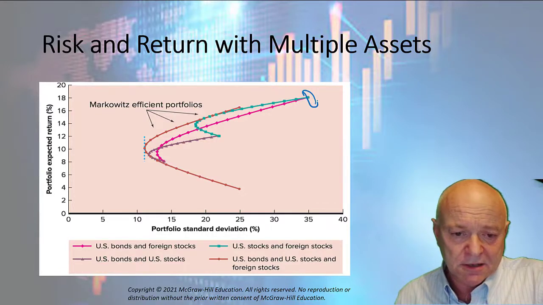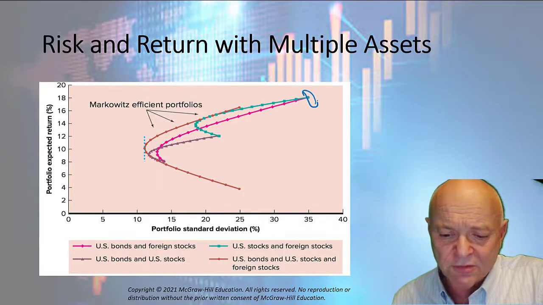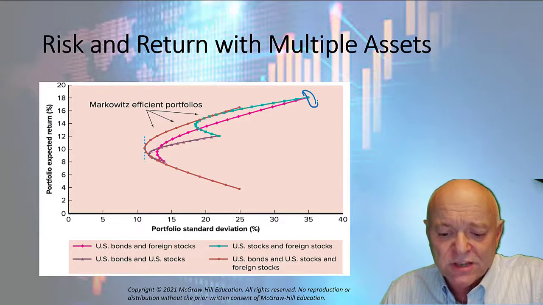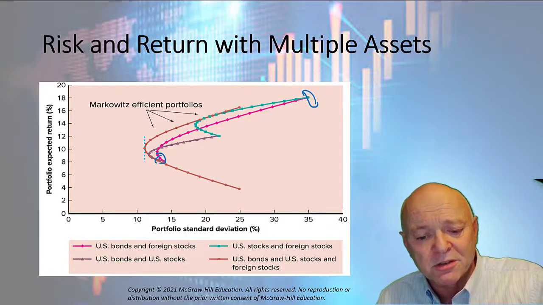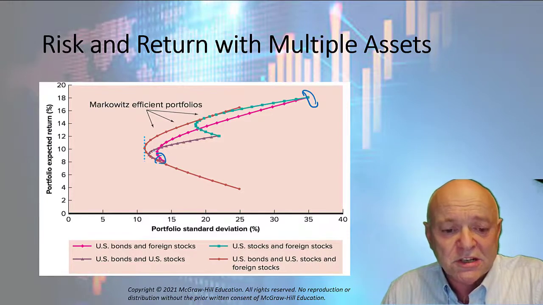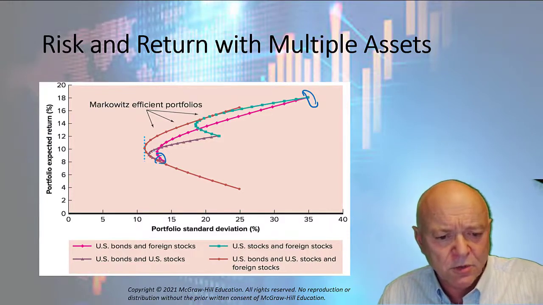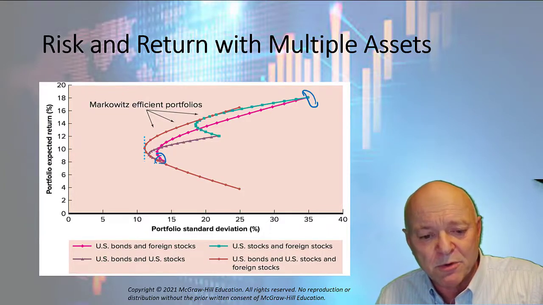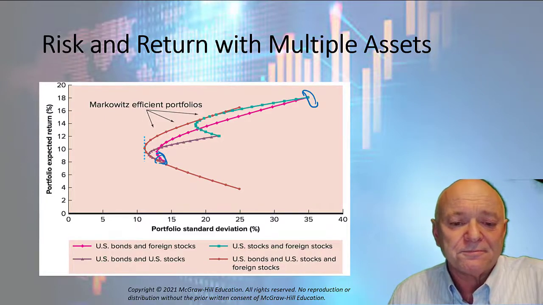And we could, in this particular trade-off, U.S. stocks versus foreign stocks. Foreign stocks are 18%. U.S. stocks are 12%, which would put us down here, but with a lower standard deviation, 22%. U.S. bonds, 8% and 14%. So that's why we're back here at 14. So we're someplace along that curve.